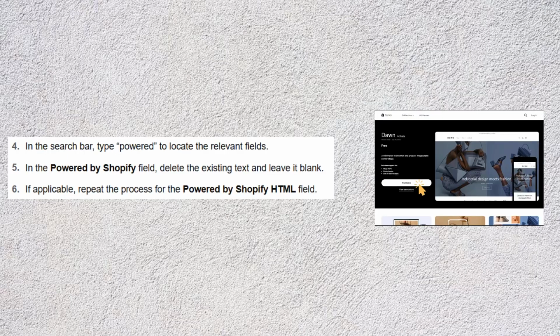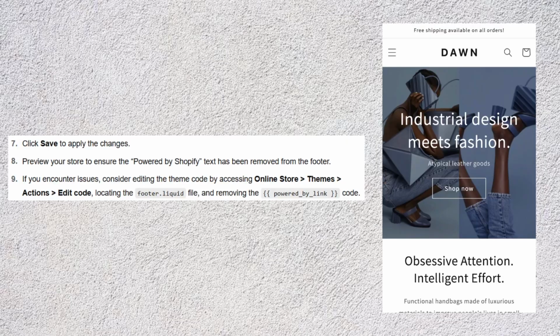In the search bar, type Powered to locate the relevant fields. In the Powered by Shopify field, delete the existing text and leave it blank. If applicable, repeat the process for the Powered by Shopify HTML field. Then, click Save to apply the changes.